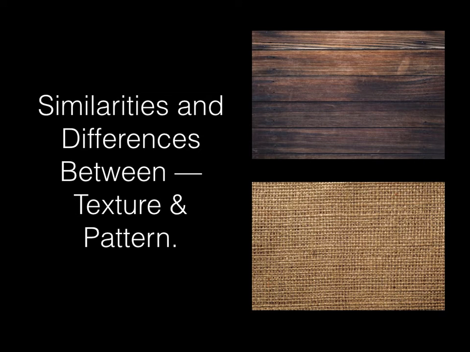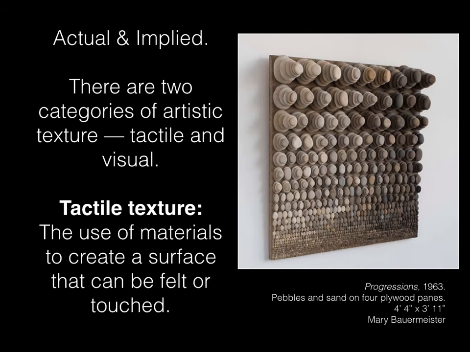Similarities and differences between texture and pattern. So some images that we have on the right here, we have wood and burlap. Both of these are examples of texture and pattern. So there's a pattern because there's repeating lines in both of these, but if you brushed your hand over it, there would also be a texture as well. So sometimes they overlap, but not always.